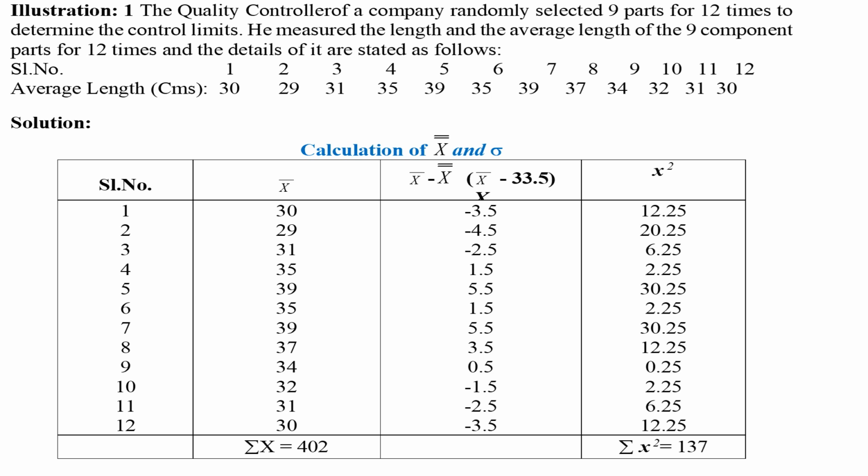In the third column, the means in the second column should be deducted by the grand mean, that is 33.5. Then the square of these values should be written in the last column and the sum of these values should be calculated. The square root of this value divided by n, that is 12, is called standard deviation.